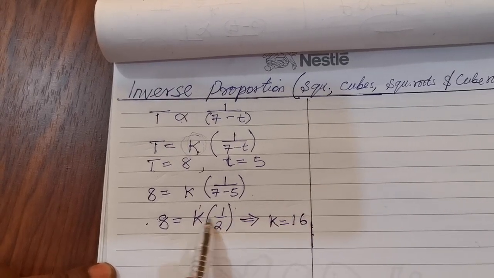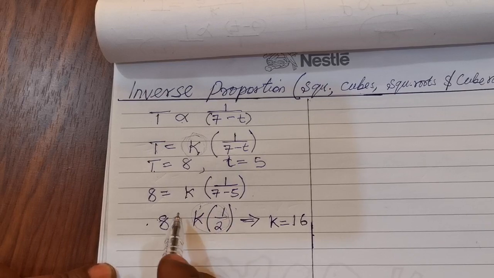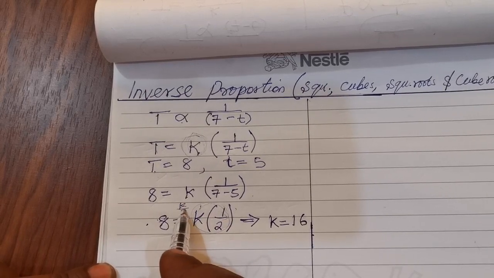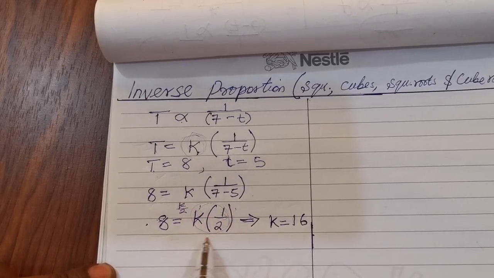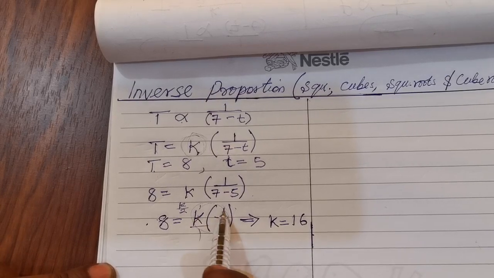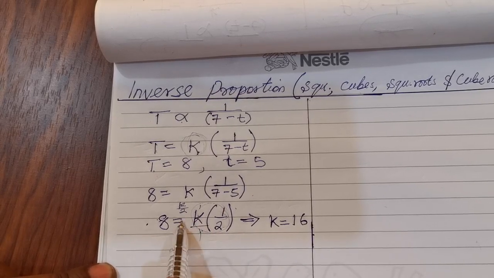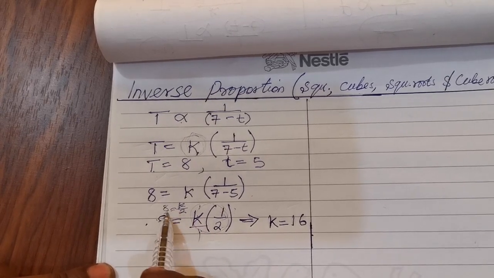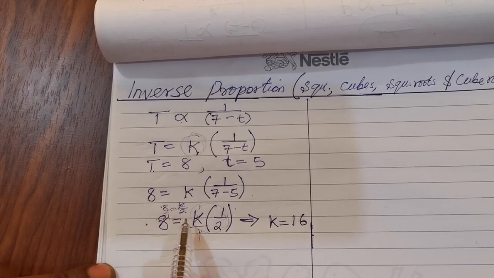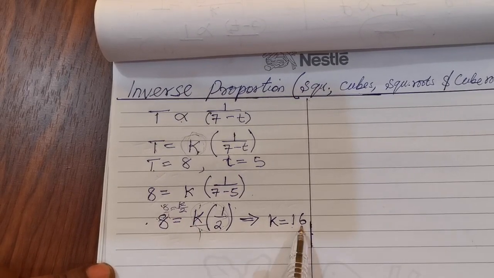If I multiply this, because this is k over 2. If you are not aware, this is k over 2, that is over 1. This times this is this, and 1 times k over 2. And if I have it to be 8 over 1, this times this is 16. So my k is 16.